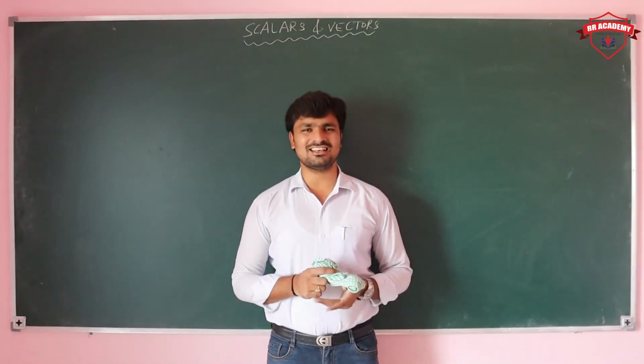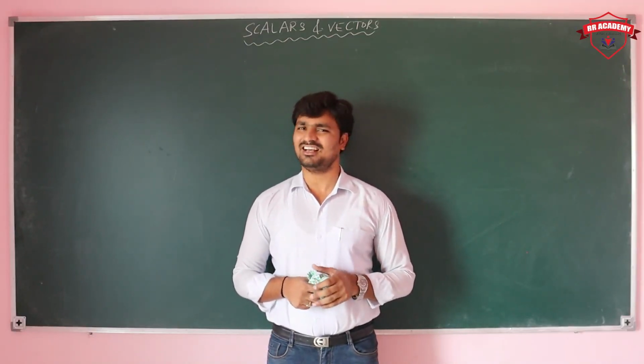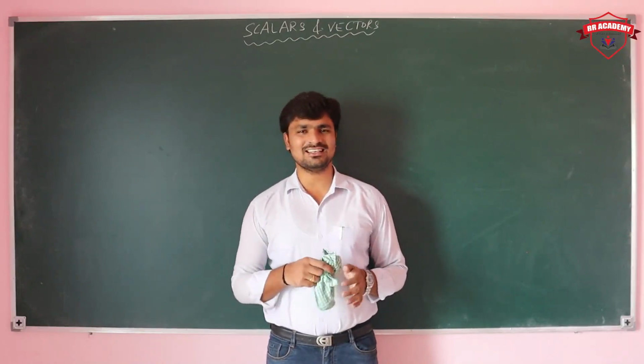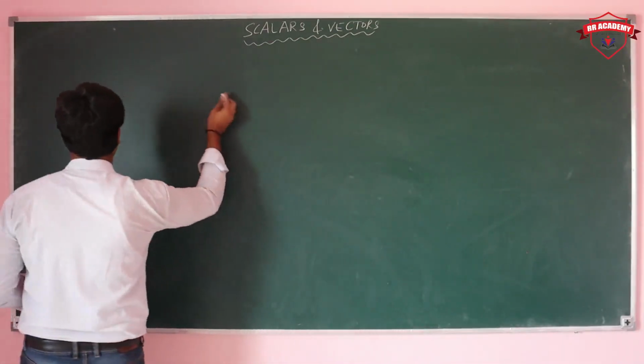In last session we discussed types of vectors as well as unit vector and unit vector notations. And now we are going to discuss the angle between the vectors. Angle between the vectors.